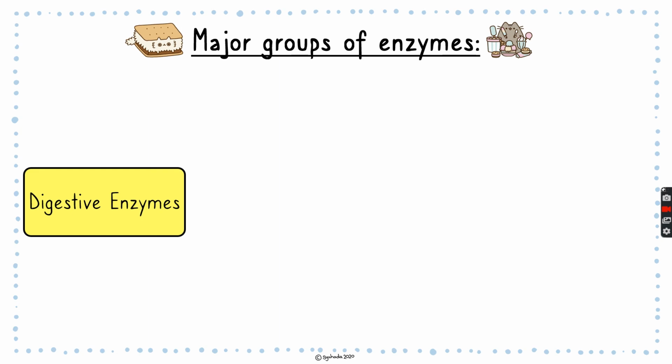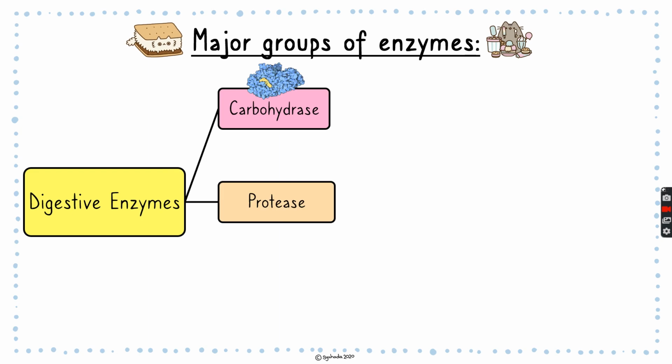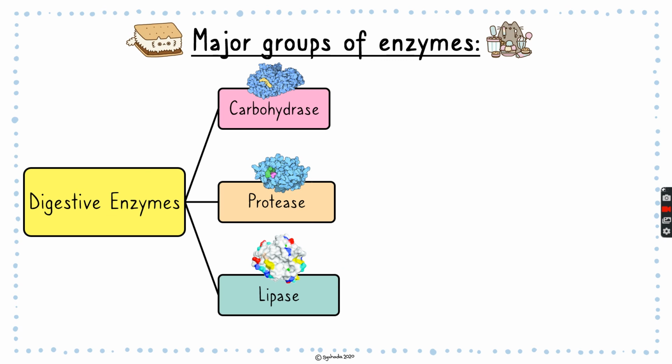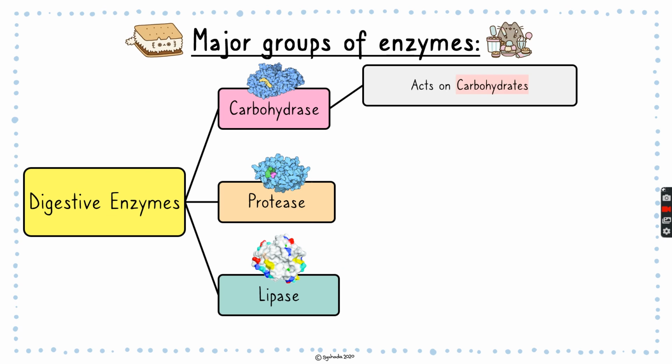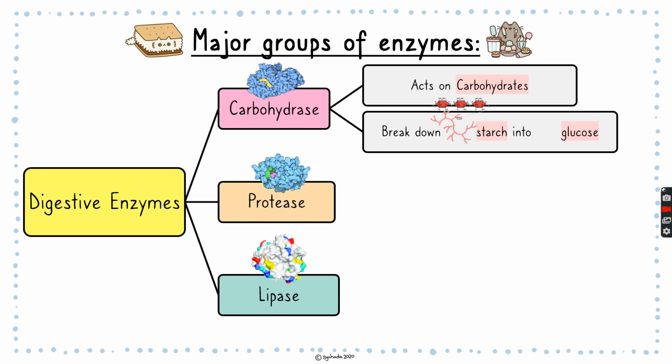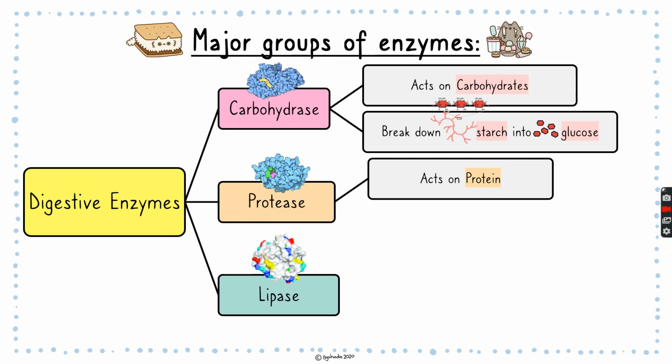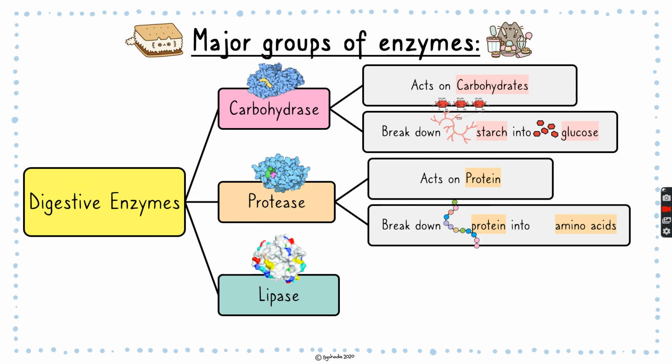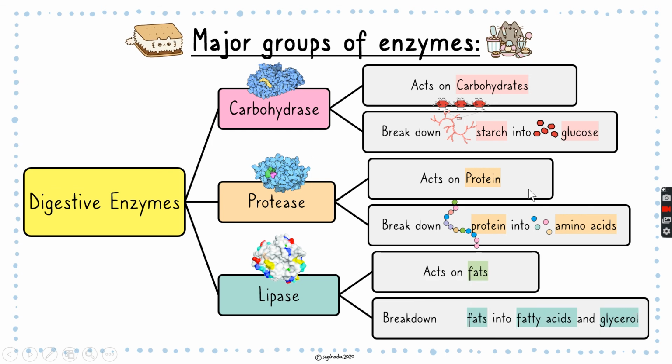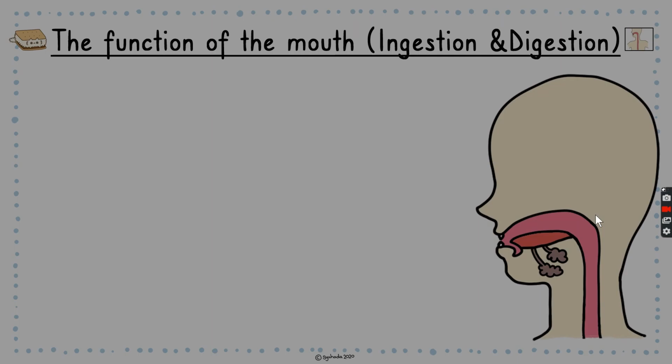Okay, so what are the major groups of enzymes you need to know? Digestive enzymes are divided into three. You have the carbohydrase group, protease group, and lipase group. Carbohydrase acts on carbohydrates, and it breaks down starch into glucose. Protease acts on protein and breaks down protein molecules into smaller amino acids. And then you have lipase, which acts on fat, and it breaks down fat molecules into glycerol. So this one right here is glycerol, and then the others are fatty acids.